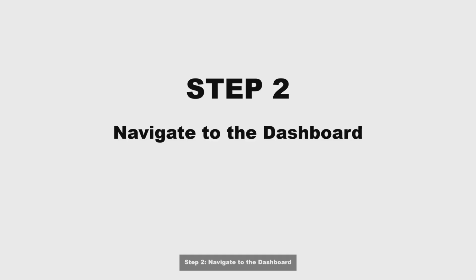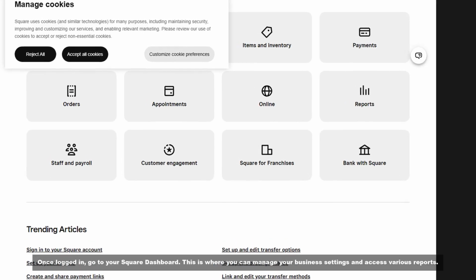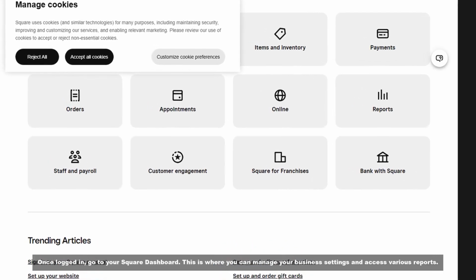Step 2. Navigate to the dashboard. Once logged in, go to your Square dashboard. This is where you can manage your business settings and access various reports.